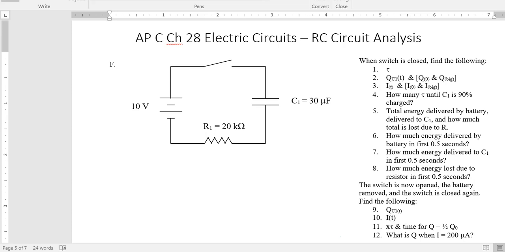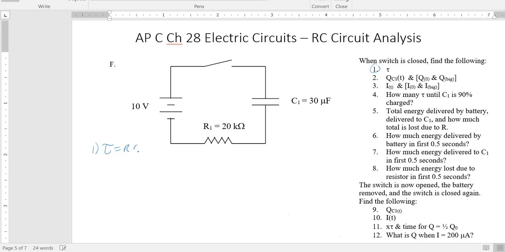Now, we're not learning how to do it. We've already talked about how to do it. So my goal here is to show you some shortcuts, some things to think about. So the first question is, what is the time constant tau for this circuit? So that's the easy part.